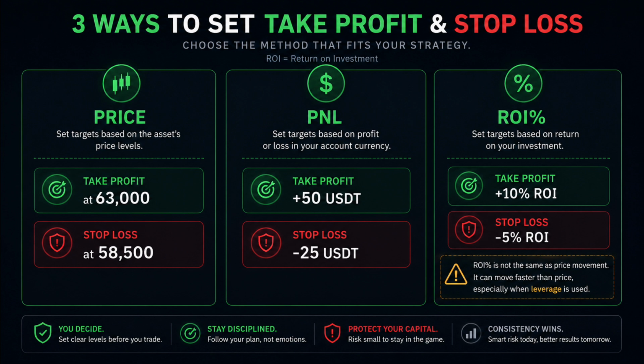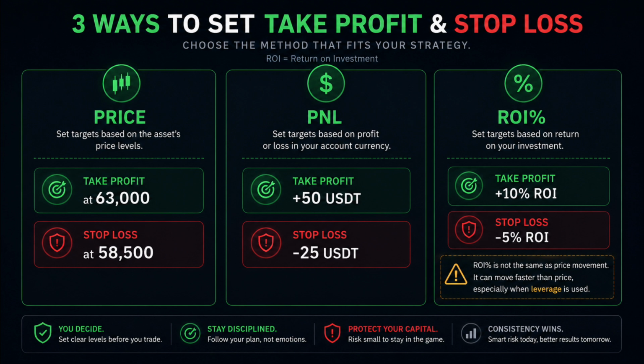The second method is PNL. PNL means profit and loss in money terms. For example, close the trade if it reaches plus $50 profit, or close the trade if it reaches minus $25 loss. This method focuses on the money result of the position, not only the price level.